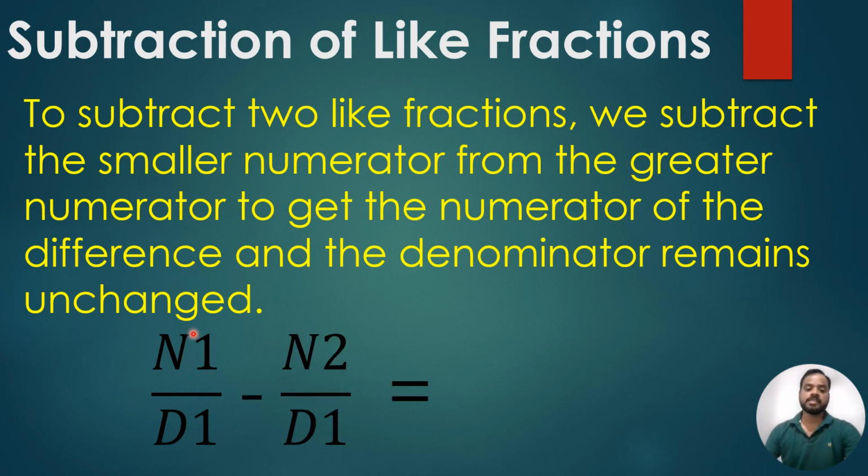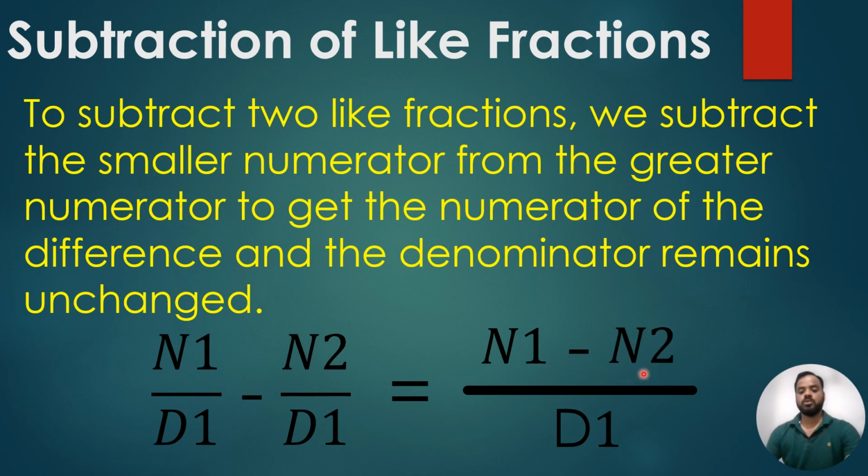So this is the first fraction, this is the second fraction. N1 by D1 is the first fraction, N2 by D1 is the second fraction. So to calculate the difference, the denominator will be same. So the denominator is D1, and to get the numerator we subtract the second numerator from the first numerator. So N1 minus N2. So let us go through an example.